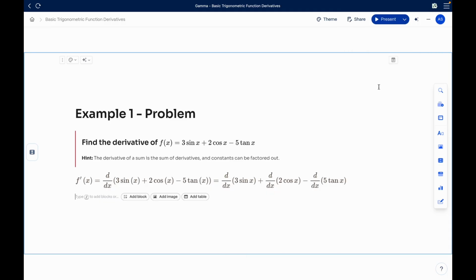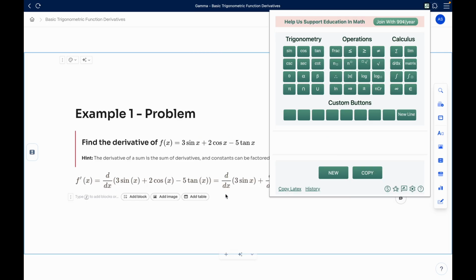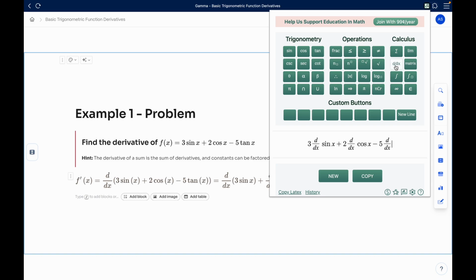So, our next step is to factor out all the coefficients. So we have d by dx of 3 sine of x, so that'll be 3 times d by dx of sine of x plus 2 times d by dx of cosine of x minus 5 times d by dx of tangent of x. Now, what we can do over here is evaluate each of the trigonometric derivatives according to the formulas above. The formulas, not just one formula. There's 6 of them.